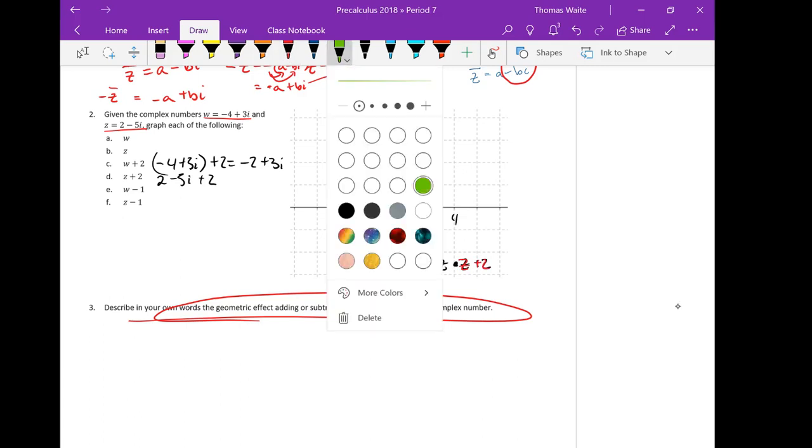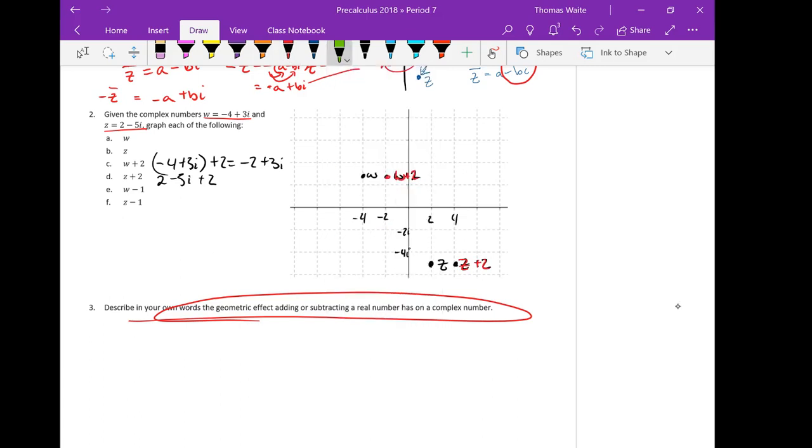And that'll be green for this one. So as I'm plotting these, it looks like as I plotted the plus 2's, they both shifted to the right. Let's see if it happens. I would kind of expect then that subtracting a number might shift it left.